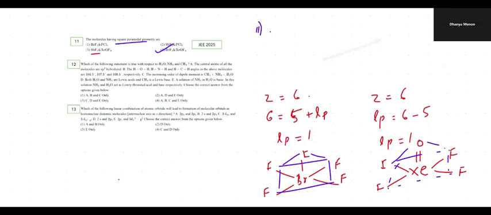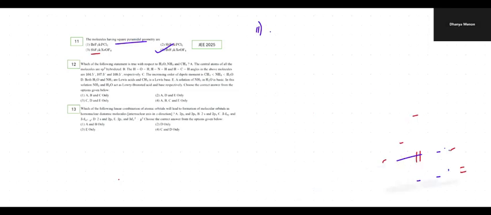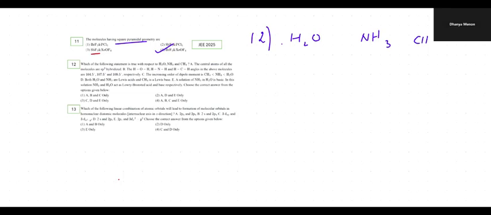Coming to the next question, the twelfth one. In the 12th question, which of the following statements is true with respect to water, ammonia, and CH4, methane? Okay, let's check if statement A is correct or not.